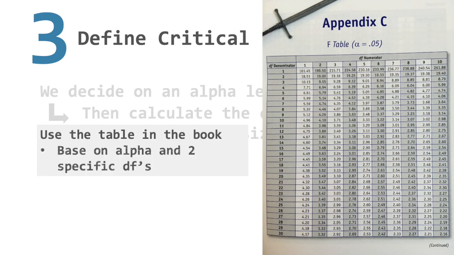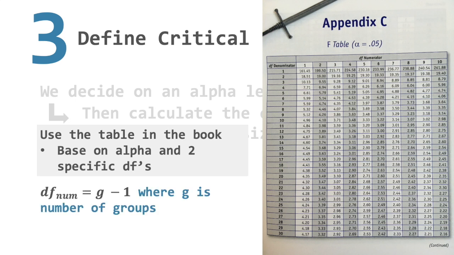The one important thing is that you now have 2 different degrees of freedom. You have the degrees of freedom numerator, and that is g minus 1, where g is the number of groups. So if we have 3 groups, then we do 3 minus 1, so our degrees of freedom numerator is 2. And then we have a degrees of freedom denominator, and that is n minus g. So your total sample size minus the number of groups. So if we have 15 people and 3 groups, then our DF denominator is 12. So we'll see this in the table when we see the example.